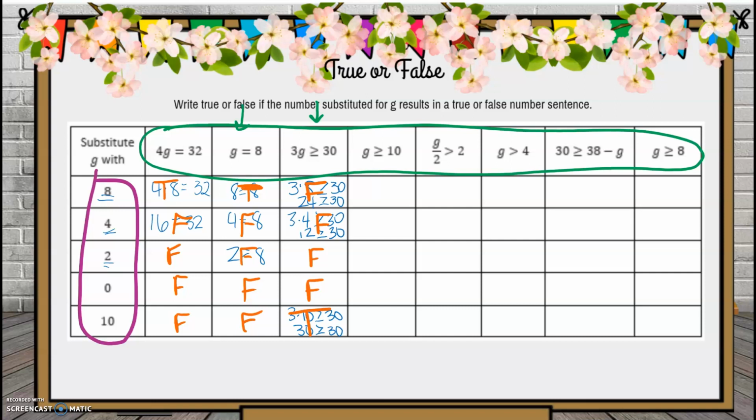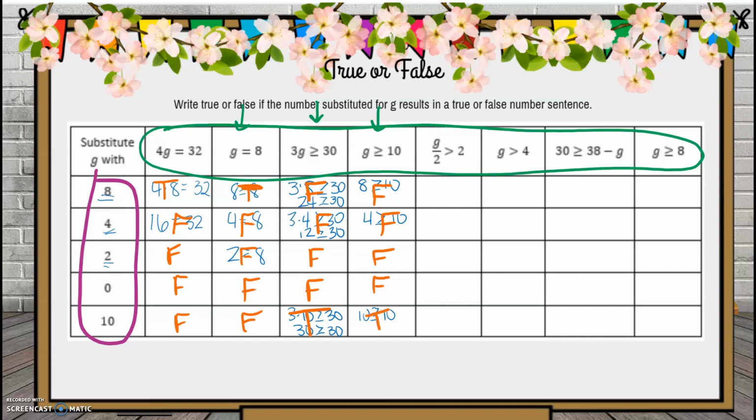Let's go to the next column, right over here. So we have G is greater than or equal to 10. So first of all, if we replace G with 8, 8 is not greater than or equal to 10, so that's false. Or if we replace G with 4, 4 is not greater than or equal to 10, so that is false. The next few are getting smaller, so I know that 2 is not greater than or equal to 10. 0 is not greater than or equal to 10. The last one of 10, is 10 greater than or equal to 10? That one is true.